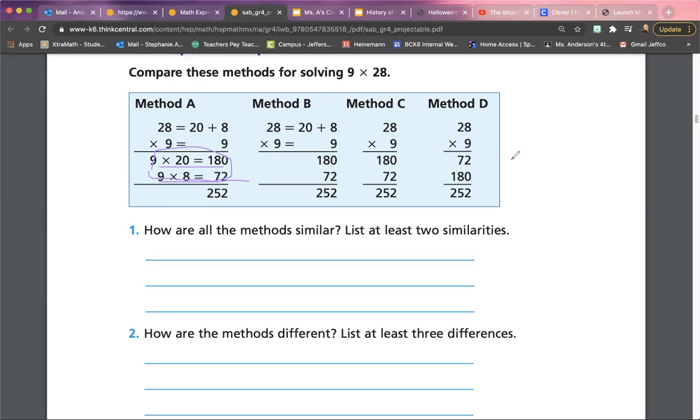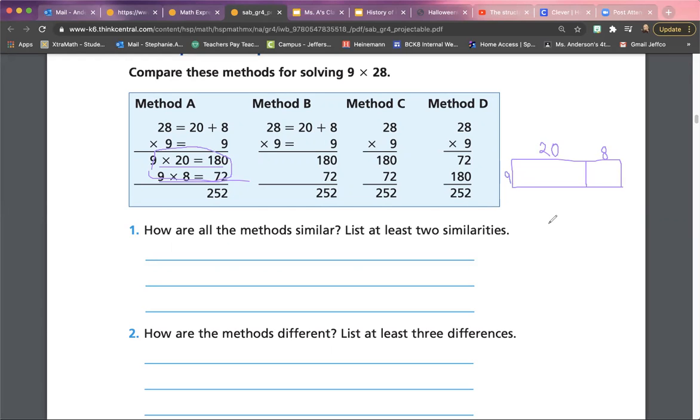If you're thinking about our area model though, usually you're gonna have your bigger number first because your bigger number is off to the left. So if we were to set up an area model here, we'd have 20 and 8 and then 9 on the side here. If you wanna quickly solve this in your notebook, that would be awesome.